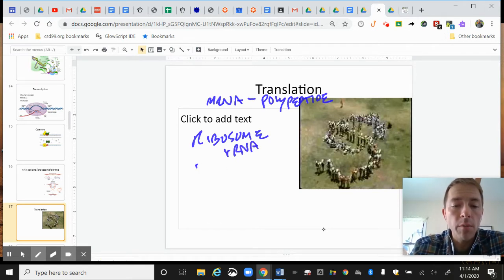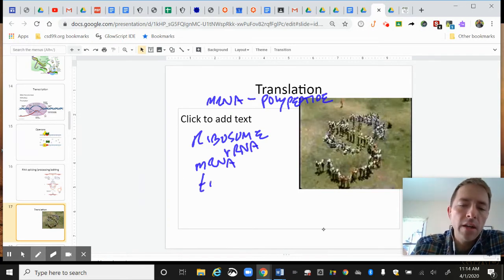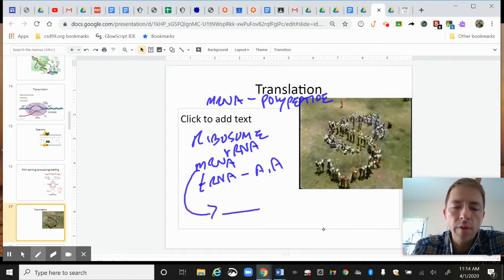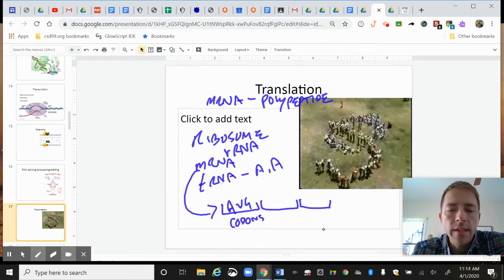We have the mRNA, which is bringing the code, and now it's been edited. We also have tRNAs, and the tRNAs are going to be bringing the amino acids. Now, remember, the mRNA has a 3-section sequence that everything's going to be read in, for example, like AUG, and we call those codons. The tRNA will have a 3-section complement that goes with it, and that's called the anticodon.